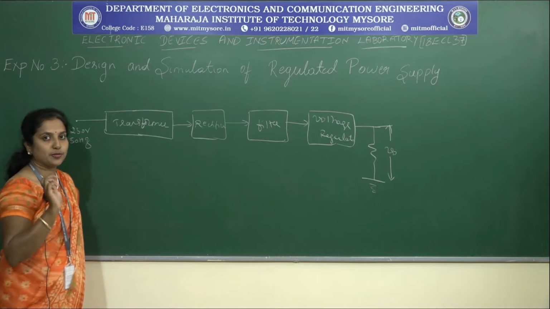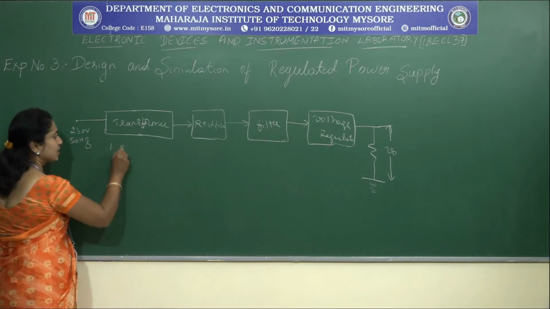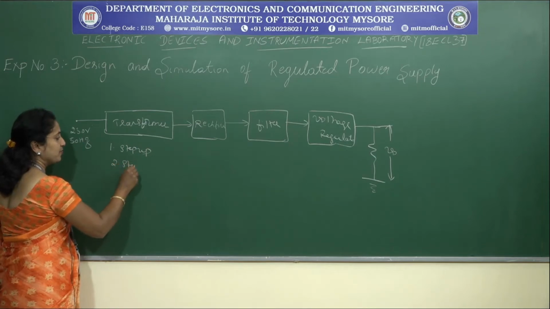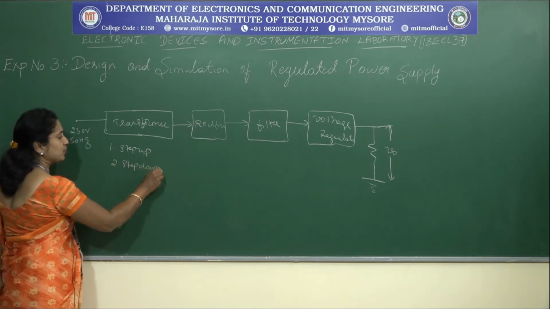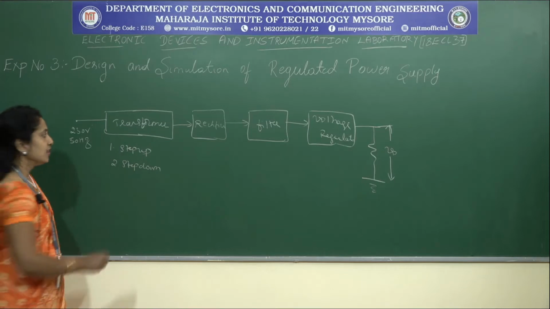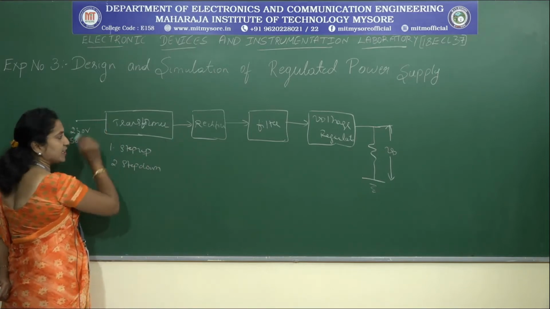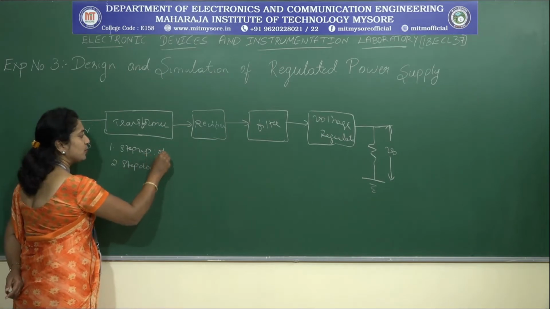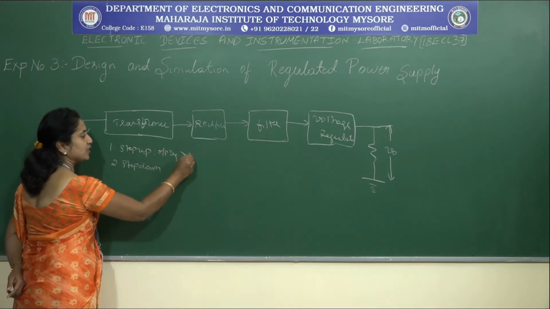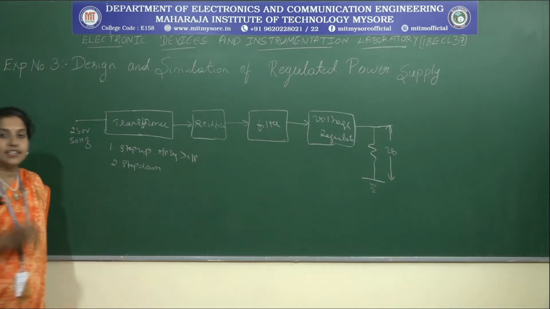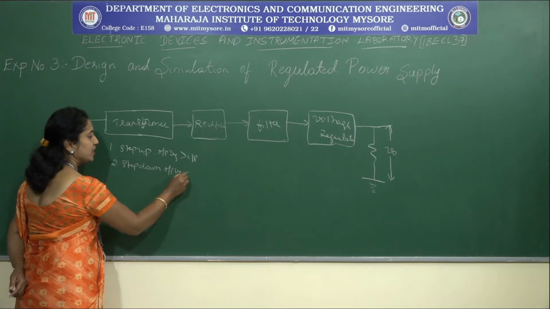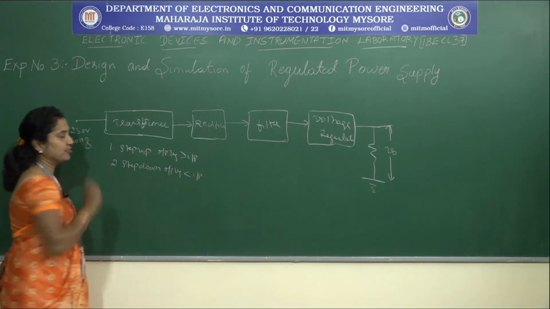There are 2 types of transformer: one is step up and the second one is step down. In the step up transformer, the output voltage is greater than the input voltage. In the step down transformer, the output voltage is less than the input voltage.